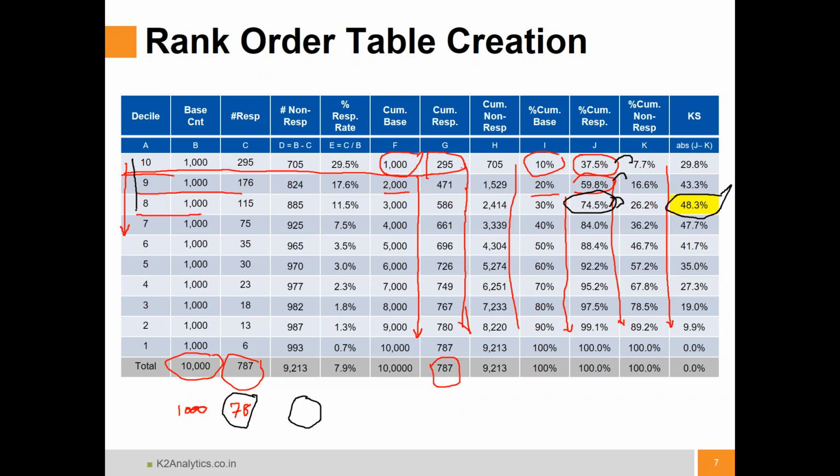And that's the reason why this KS statistics is important. Make sense? This entire concept is called rank ordering. Yeah. So now let's move to our code in R.